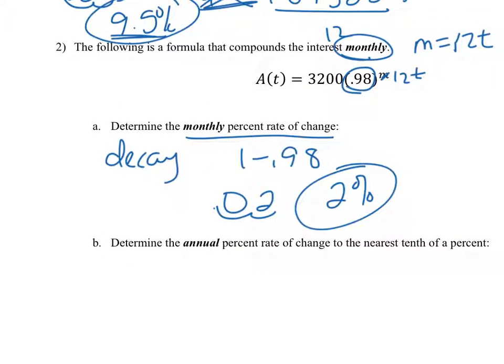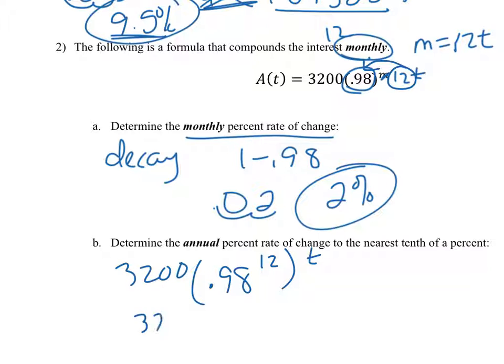So what would it be every year? Over the course of a year, how much is it going to be decreasing? What we have to do is take this 12 here and bring it in. So it's 0.98, and remember the 3200 really is not part of the percent rate of change. That's just if we actually needed the formula. I can put it in if it makes you feel better. So when we do 0.98 to the 12th power, I get this, etc., to the t.